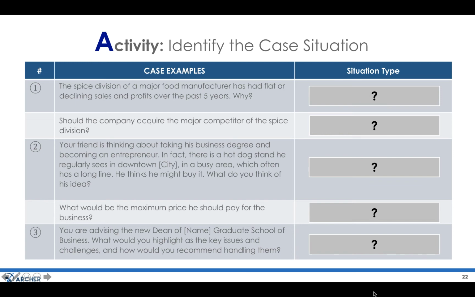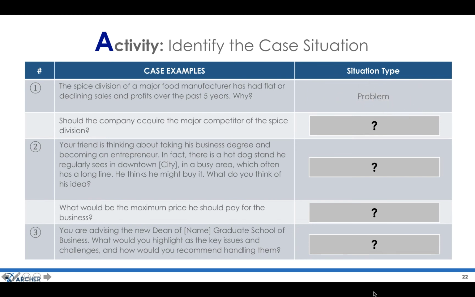Let's just walk through a couple of these as an example, a bit of an activity. If you like, pause the video, think through this, start then back up, and then see if your thinking matches the situation that I've identified. So back to some of our example cases. The spice division of a major food manufacturer has had flat or declining sales and profits over the last 5 years. Why?